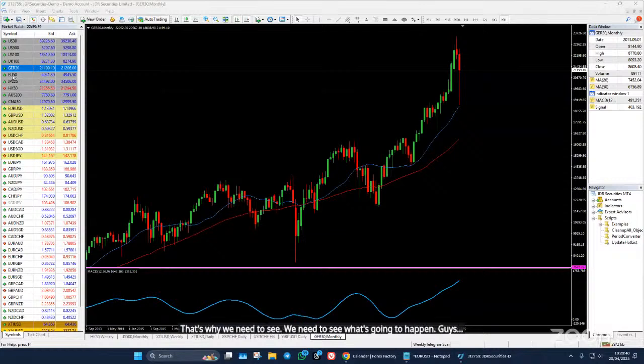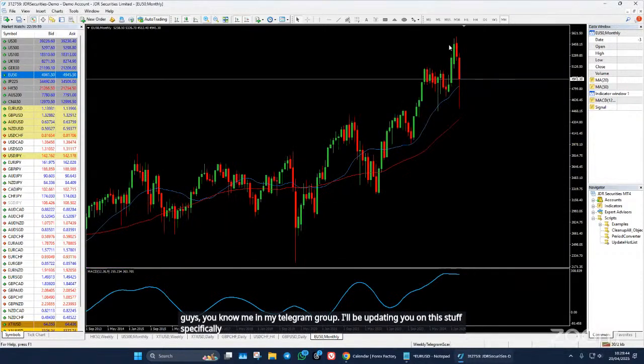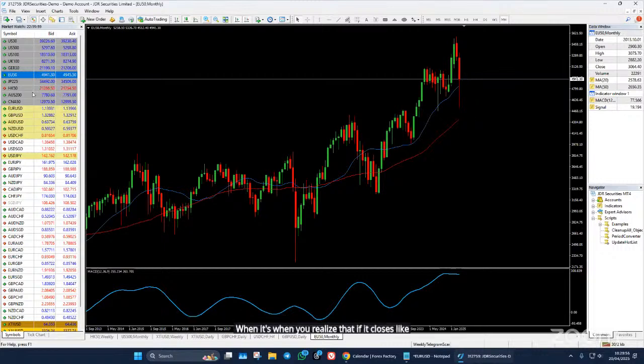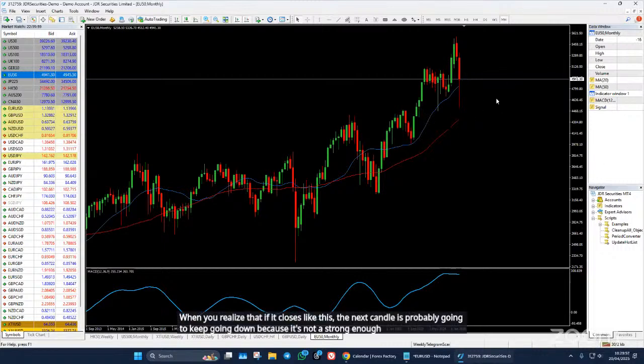Guys, you know me in my Telegram group, I'll be updating you on this stuff specifically. EU is looking weaker. Over time you'll learn to spot that if it closes like this, the next candle is probably going to keep going down because it's not a strong enough finish. Like this is bullish so far, that's really bullish. This is a little bullish, but it has to close a bit higher.